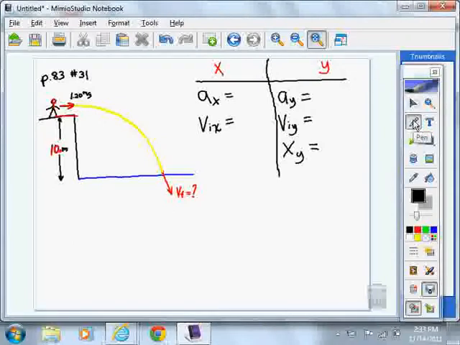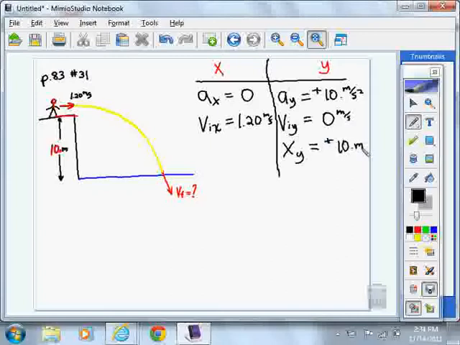So, as always, the acceleration in the x direction is 0. Meanwhile, it's accelerating in the y direction, positive 10 meters per second squared. The initial velocity in the x direction is 1.20 meters per second, but the initial velocity in the y direction is 0 meters per second, because at first the object's solely going horizontally. And we also know the distance drops down 10 meters.